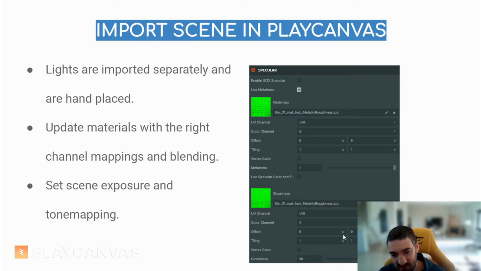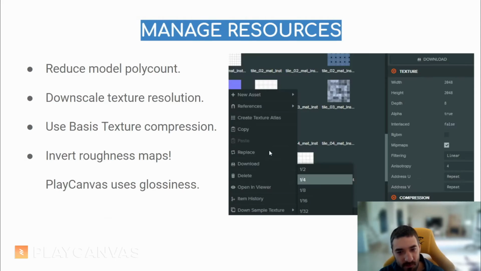Same with glossiness maps and opacity maps, emissive maps, any map that needs a specific color channel instead of the default RGB. At the same time, we set blending in any materials that use opacity and require a blend type. And at the end, we play with the scene exposure and tone mapping to try to match the Unreal settings. That's easy in the PlayCanvas project settings.